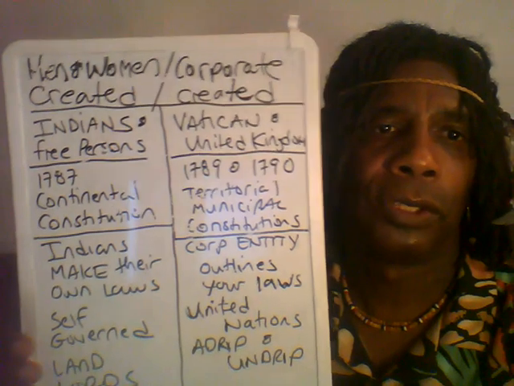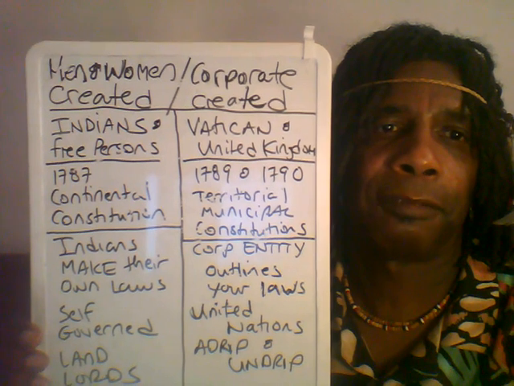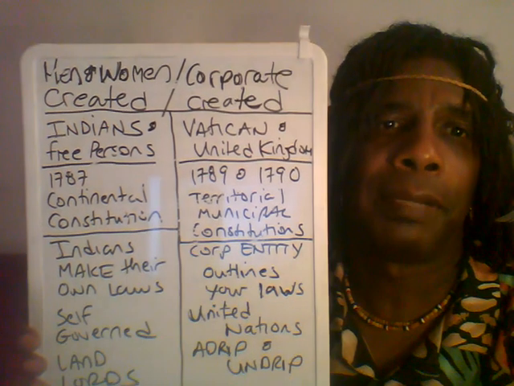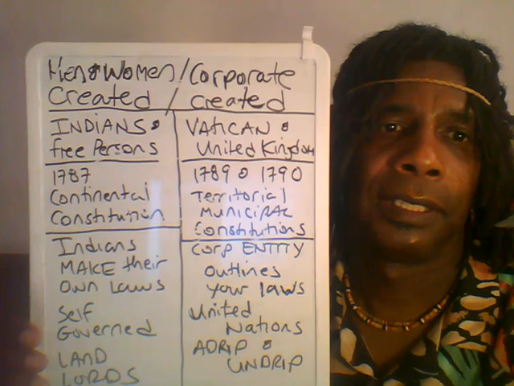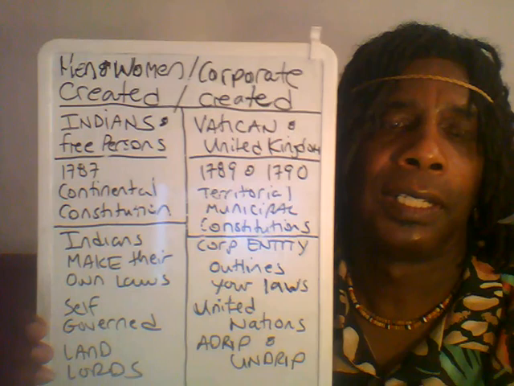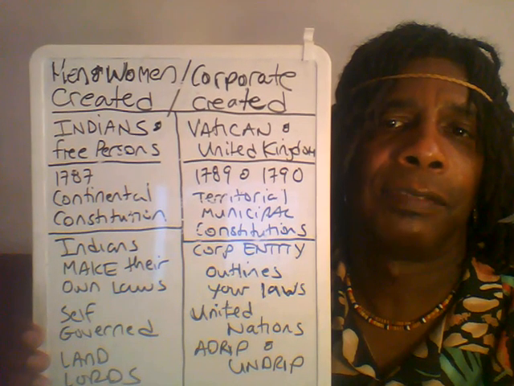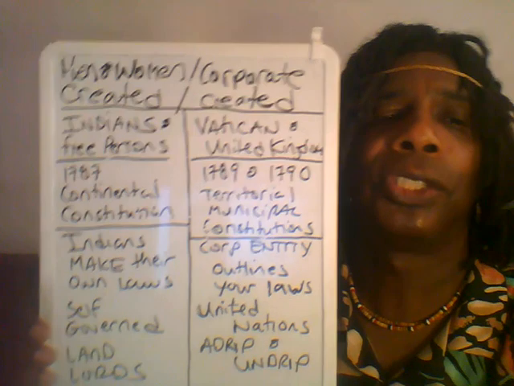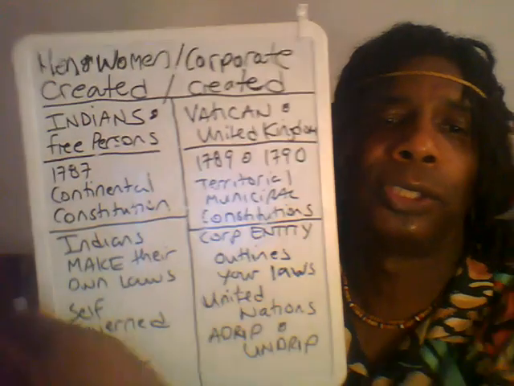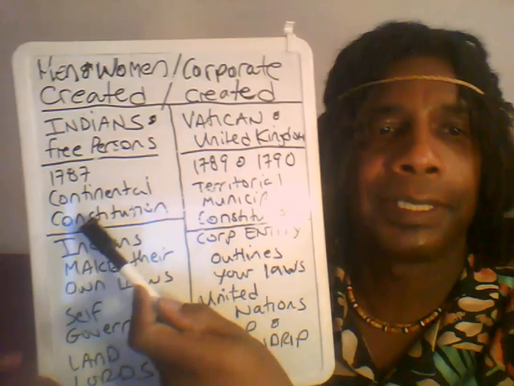So on your top left, we have men and women created a constitution that deals with land, soil. So men and women are of the land and of the soil. So the first constitution was called the Continental Constitution. We could see right here, Continental Constitution.